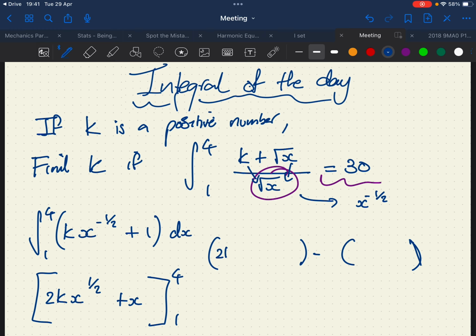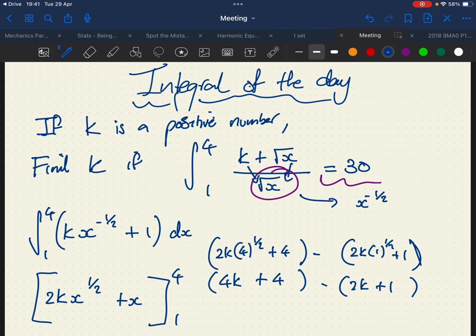So 2k, yep, fine. x to the half, so that's 4 to the half. That's a 2, plus a 4. So shall we just simplify that while we're here? So this is going to be 4k plus 4. Just check that. Yep, I'm happy with that. When we put 1 in, we are going to get 2k, and we're going to get 1 to the half. So this whole thing will be just 2k plus 1.